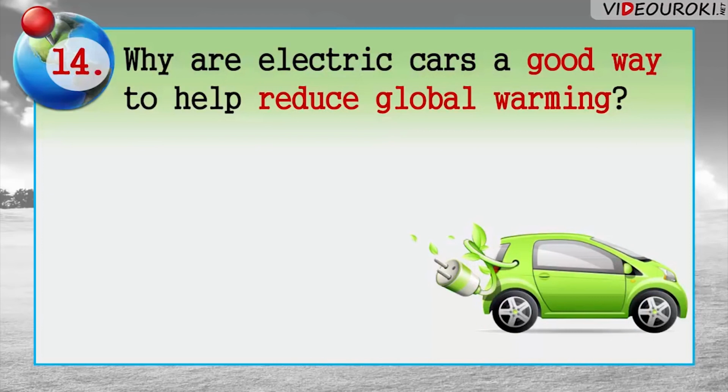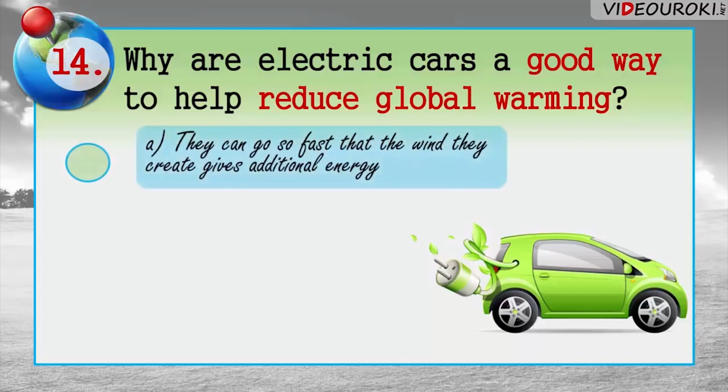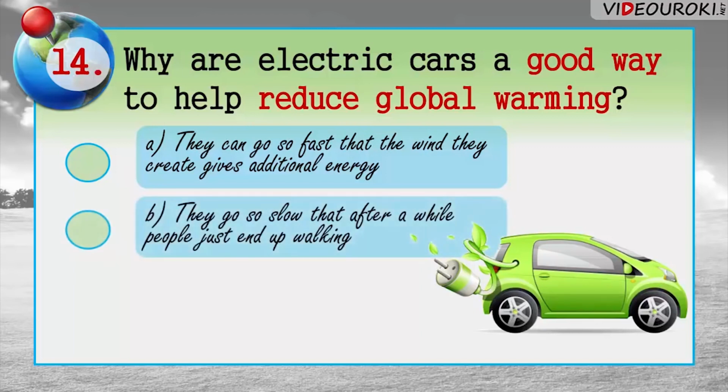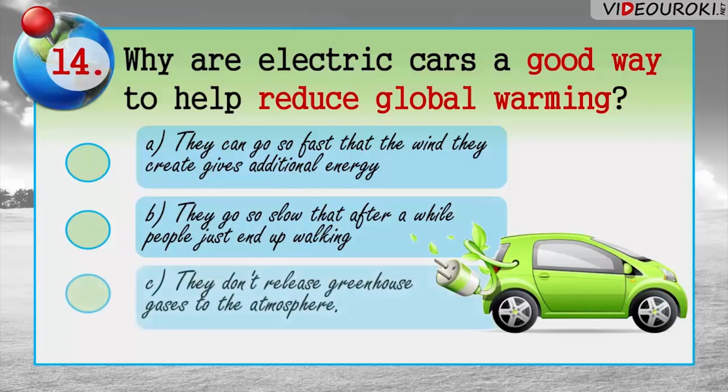Question number 14. Why are electric cars a good way to help reduce global warming? A. They can go so fast that the winds they create gives additional energy. B. They go so slow that after a while people just end up walking. C. They don't release greenhouse gases to the atmosphere. Correct answer is C. They don't release greenhouse gases to the atmosphere.